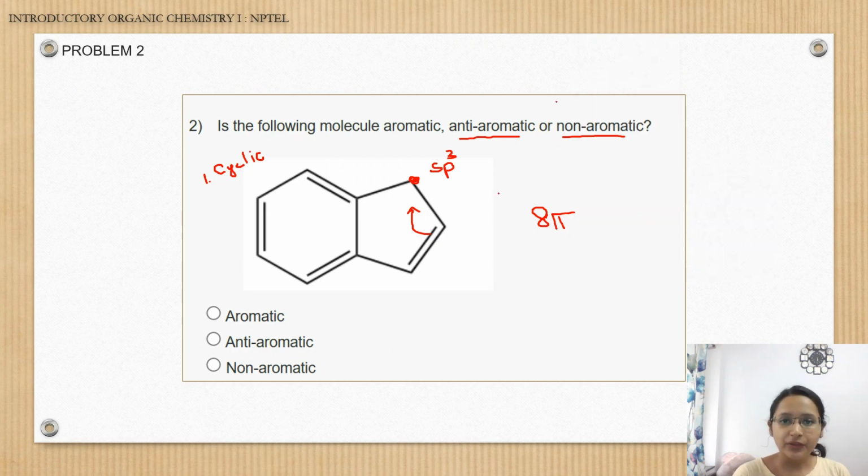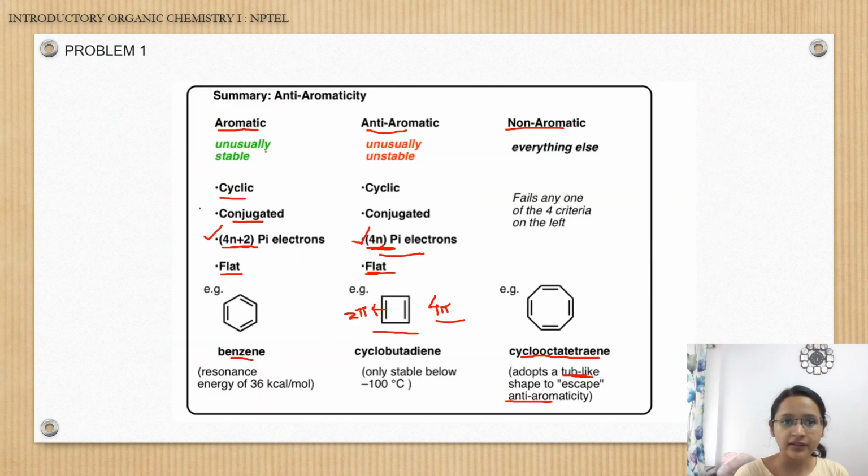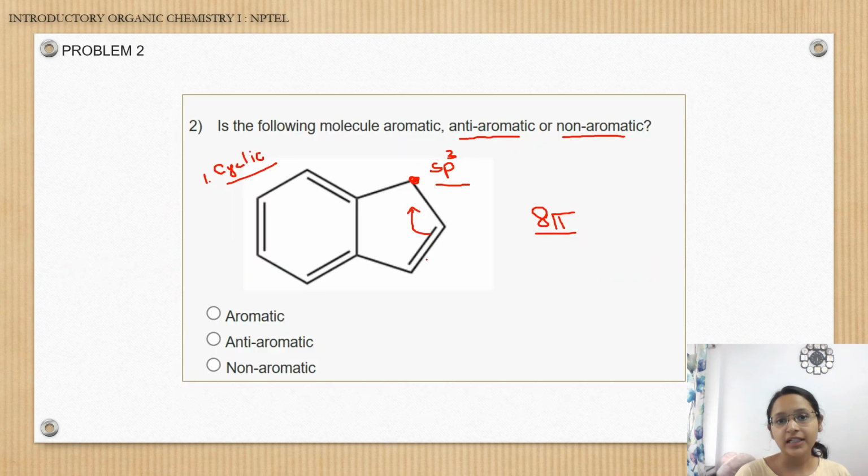Okay. So coming back to the question, here we have 8 pi electrons. This molecule is cyclic, but it is not conjugated due to the presence of the sp3 hybridized carbon. And we have said that we have to follow these four rules to be anti-aromatic or aromatic, right? So when you come to the pi electrons, you thought that it would be anti-aromatic, but now you have to also look at the cyclic, conjugated, and flat rules as well. Here we lack one of the rules, that is conjugation. So in this compound there is no conjugation. That is why we are saying that it is non-aromatic.